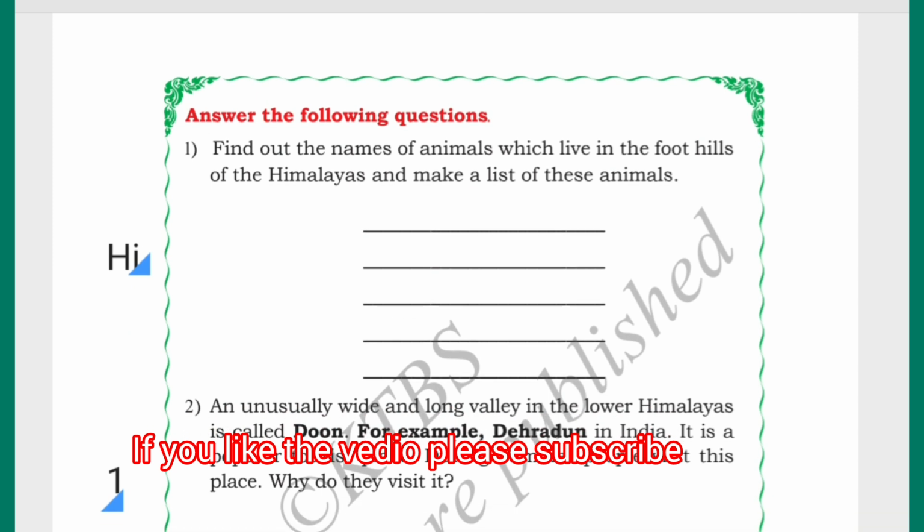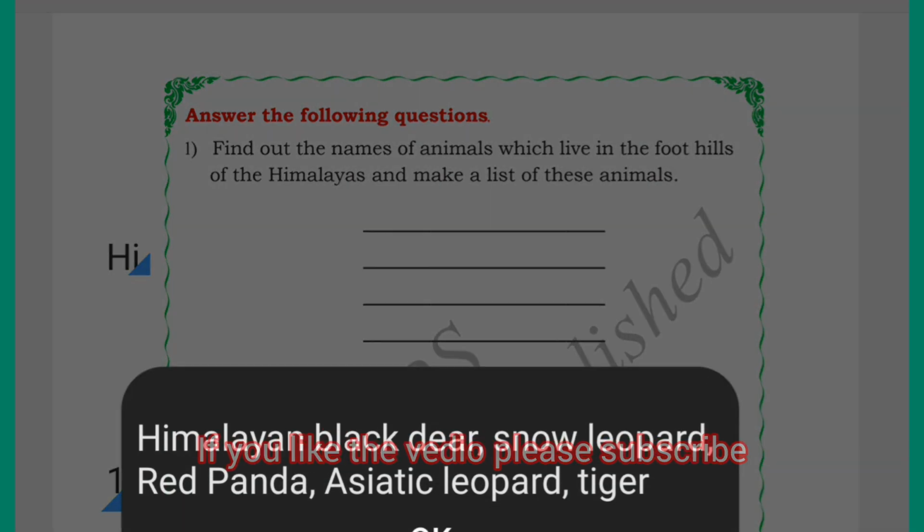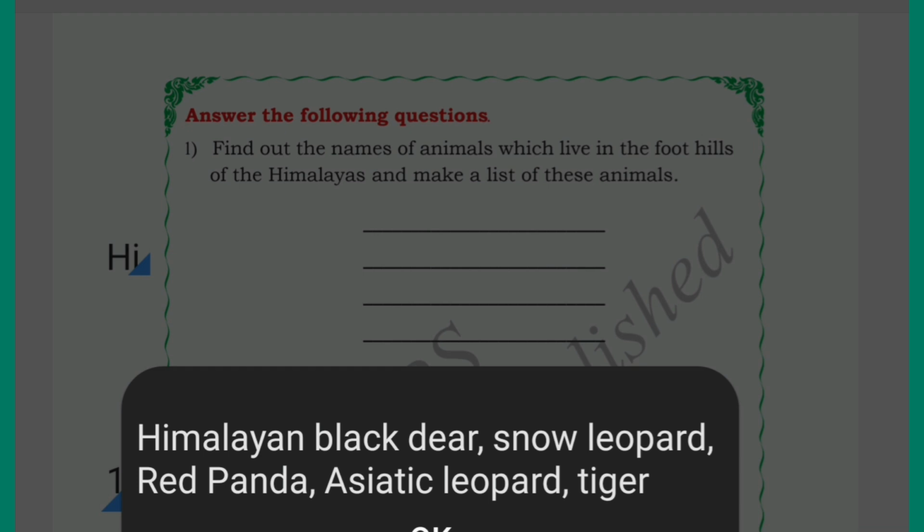The next one is, find out the names of animals which live in the foothills of Himalaya and make a list of these animals. They are Himalayan black deer, snow leopard, red panda, Asiatic leopard, tiger, etc.